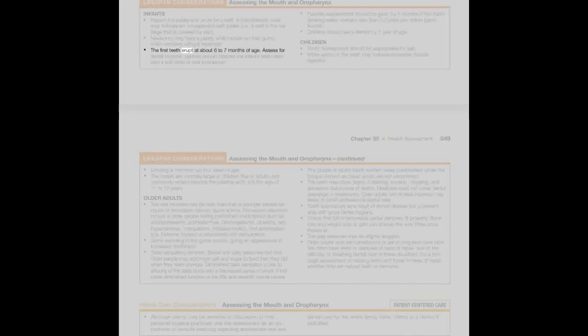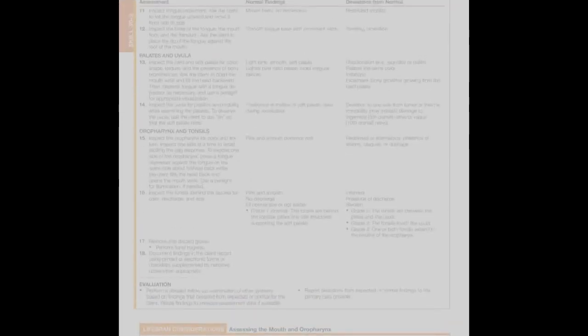The first teeth erupt at about 6 to 7 months of age. Assess for dental hygiene. Parents should cleanse the infant's teeth daily with a soft cloth or soft toothbrush. Fluoride supplements should be given by 6 months if the child's drinking water contains less than 0.3 parts per million (ppm) fluoride. Children should see a dentist by 1 year of age. Children's tooth development should be appropriate for age. White spots on the teeth may indicate excessive fluoride ingestion.